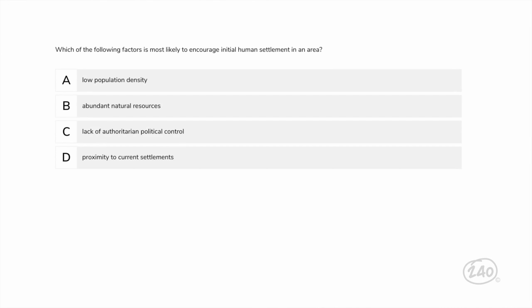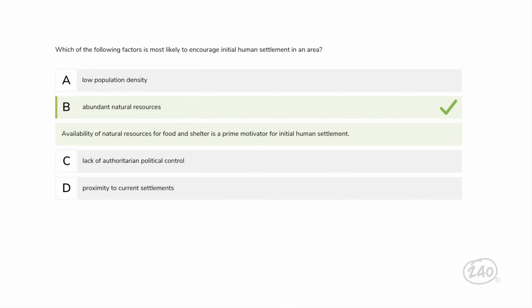Okay, pressing on. Let's get into a social studies question. Which of the following factors is most likely to encourage initial human settlement in an area? Of our choices, abundant natural resources is best. Like I told you, water's important.